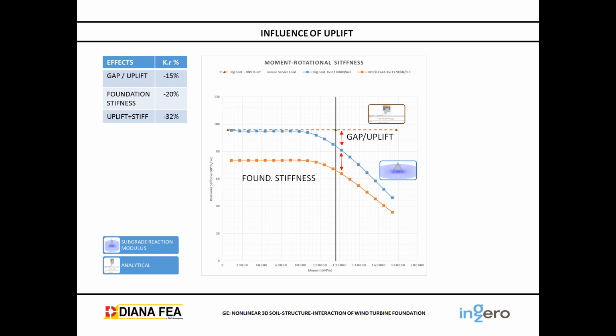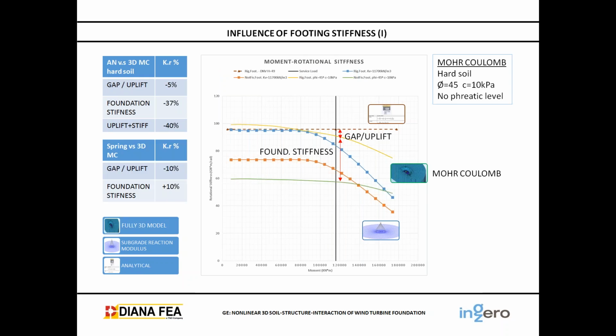Okay, we can see here the decrease of the rotational stiffness. If we consider the gap or the uplift, it has 15%. If we consider the foundation from rigid to flexible, we have 20%, and in total, in the comparison between using the analytical method and the flexible nonlinear spring support base, we have a 32% error in determining the rotational stiffness.